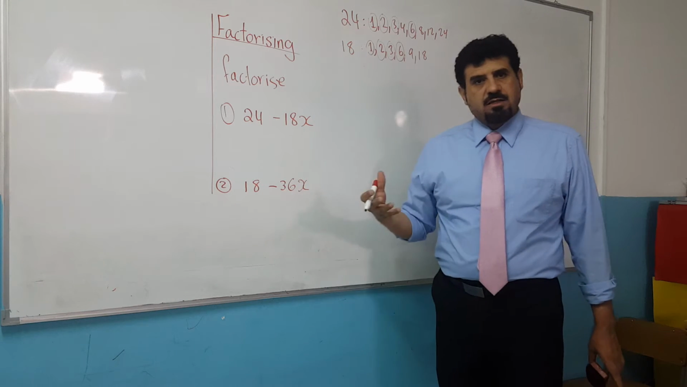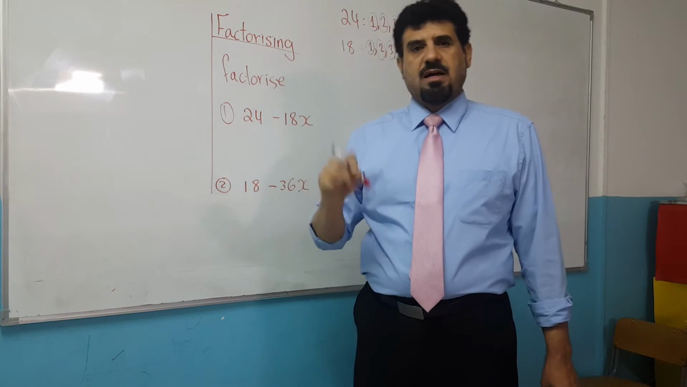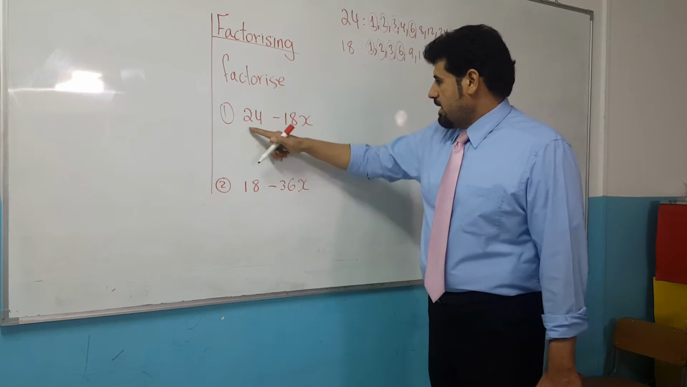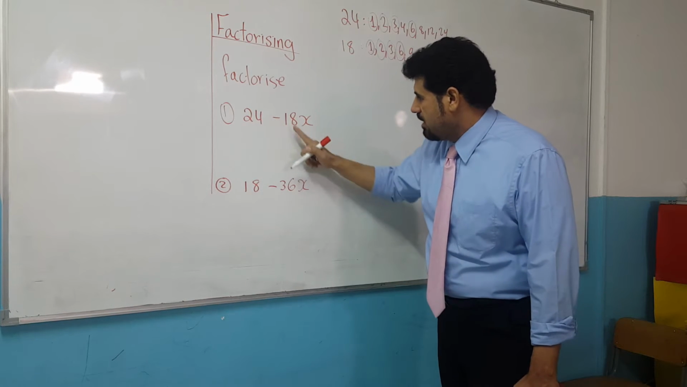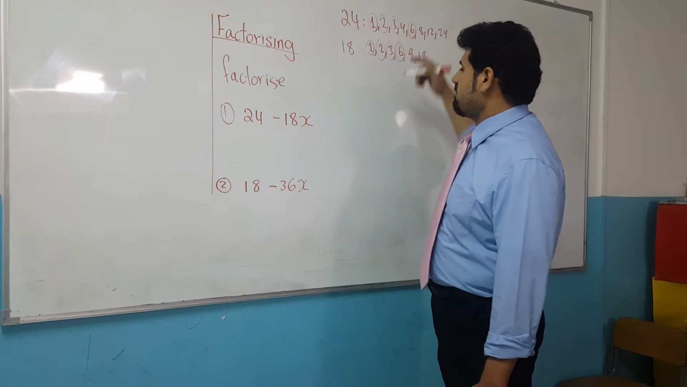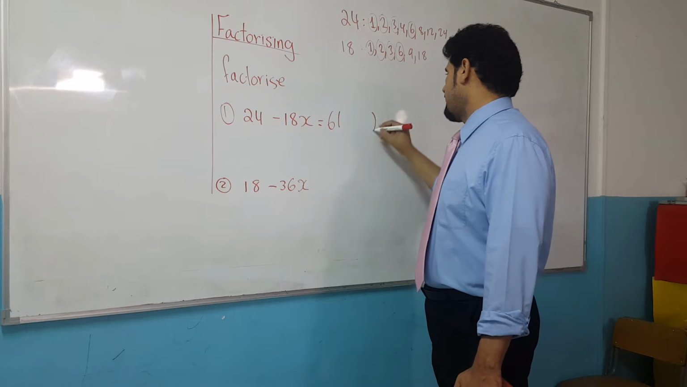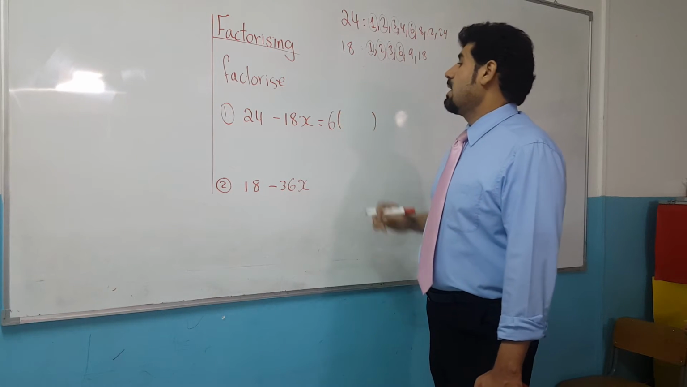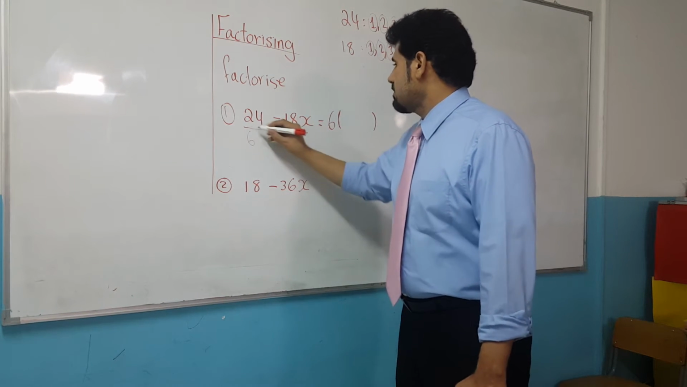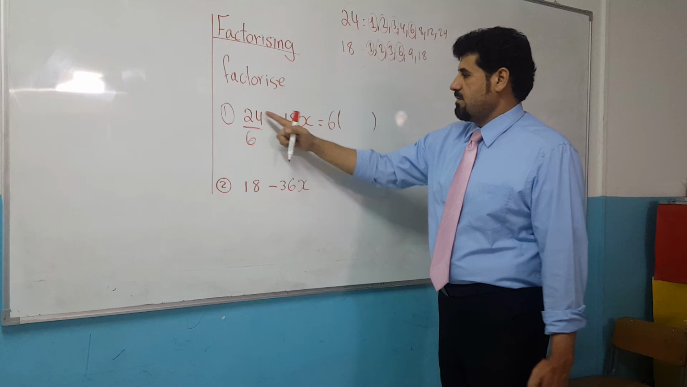Now, we know the meaning of factors. Now let's go to the first technique. It's factorizing by common factor. So we try to get the common factor of the expression here. So we look at this, 24 minus 18x. I look at the numbers and think of the highest common factor. From here, we know that the highest common factor is 6. So you put the highest common factor and then you open a bracket. Okay? And then you divide every term by the highest common factor.